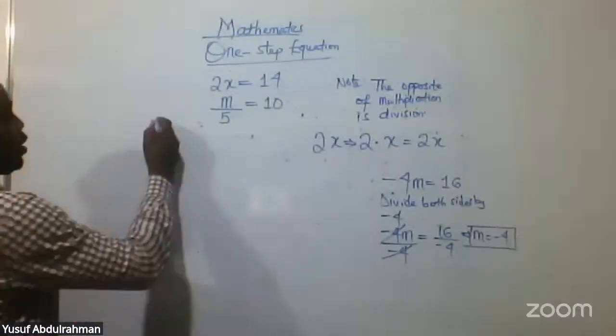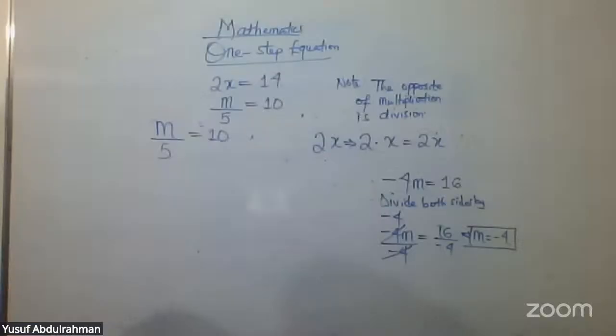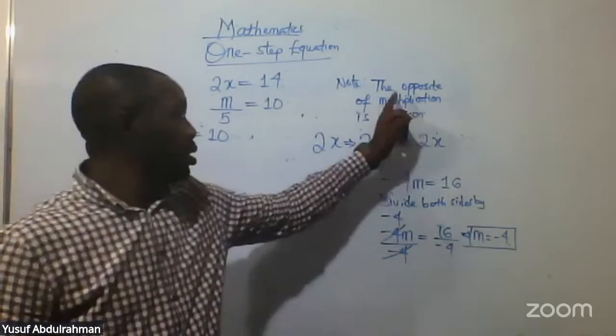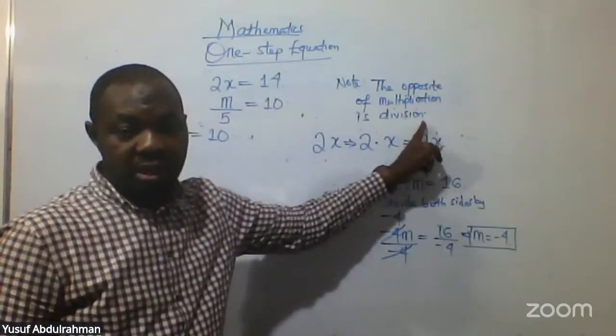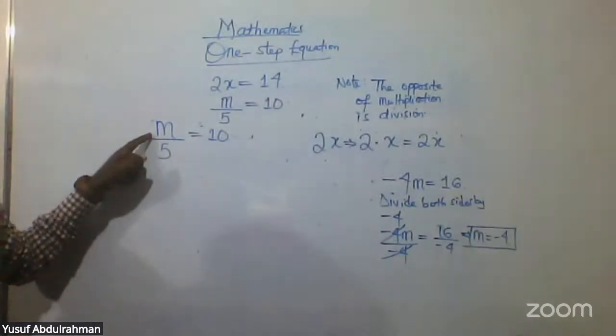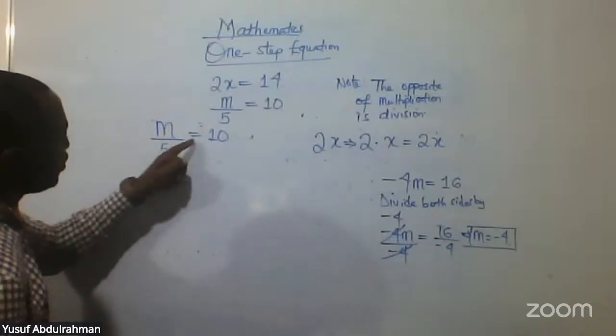So what we have here is n over 5 equals 10. Remember this: the opposite of multiplication is what? Division. Is that clear? So the opposite of division will be what? Multiplication. So we have n over 5 equals 10.